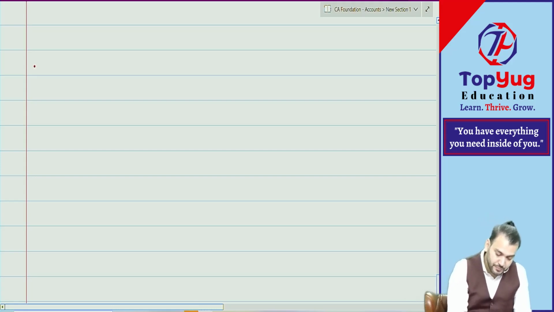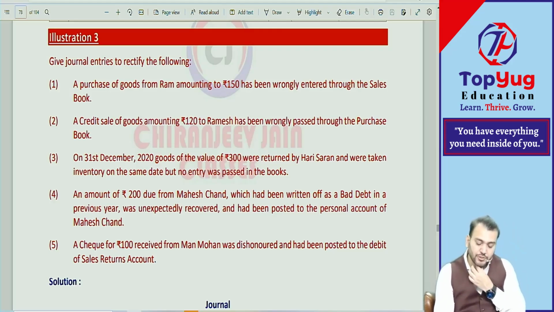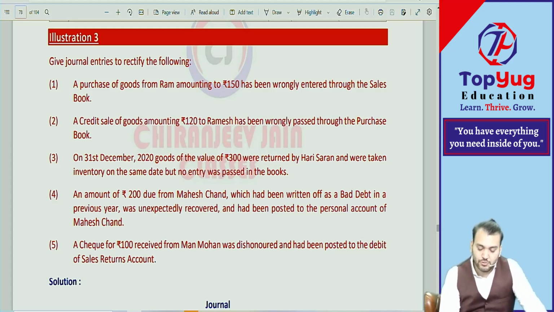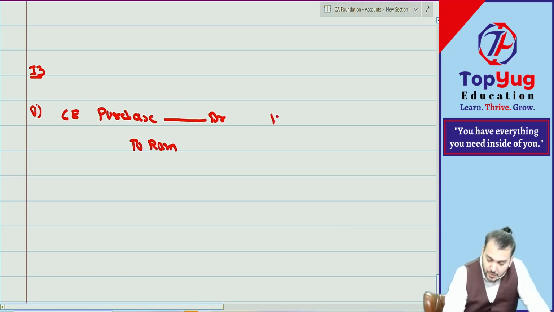Illustration number 3, point number 1. What they have given? A purchase of goods from Ram is wrongly entered through sales book. So what is the correct journal entry? Tell me first. Purchase account debit to Ram. What amount? 150. It is recorded through which book?